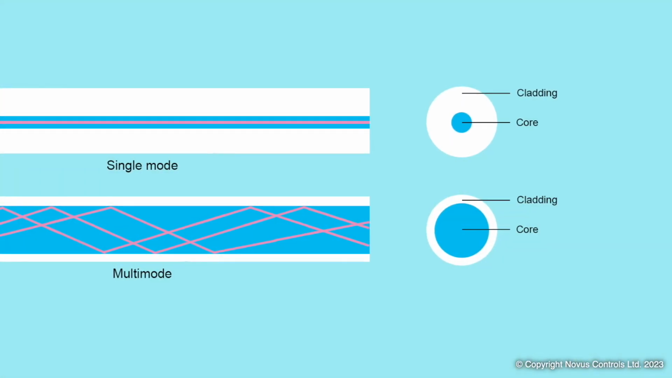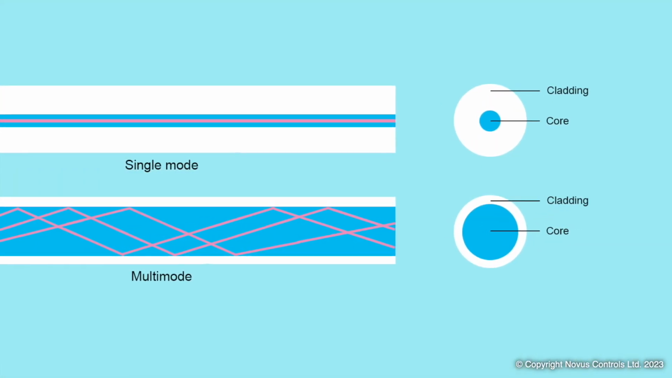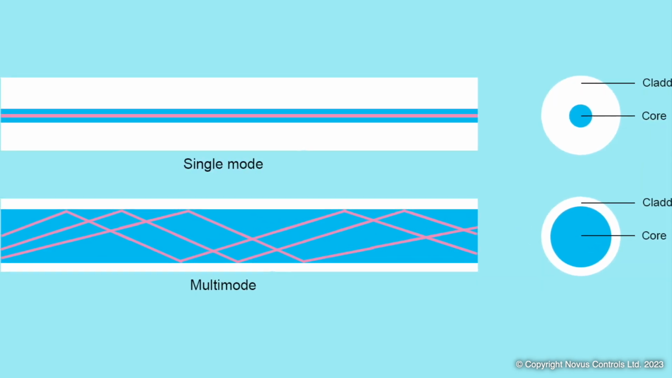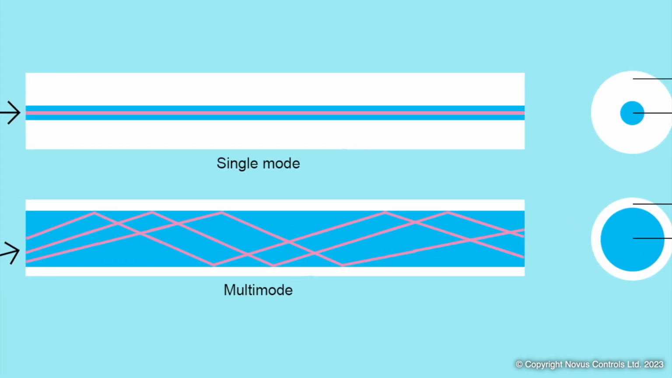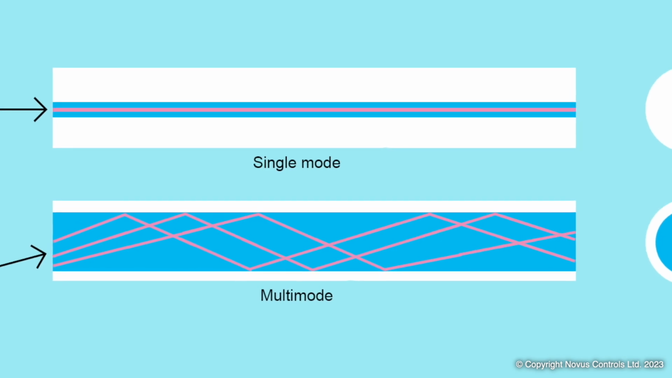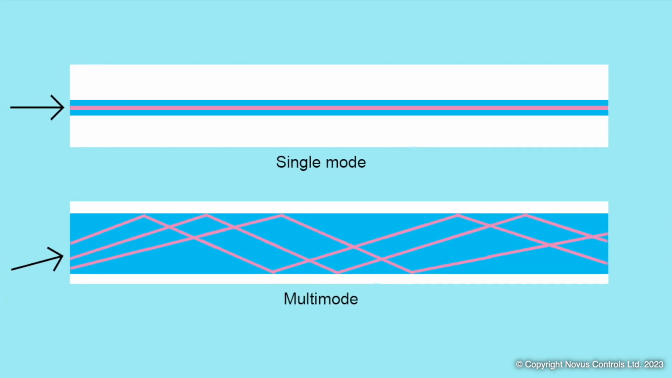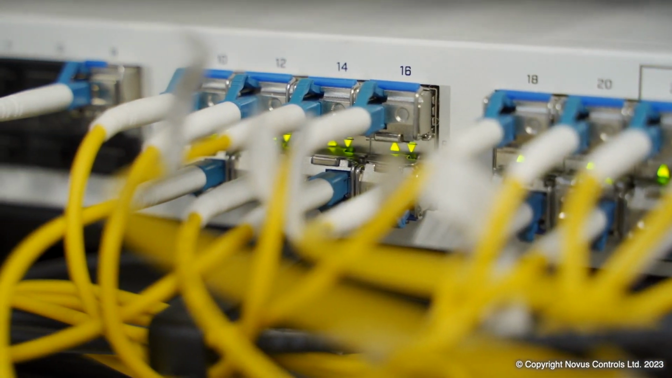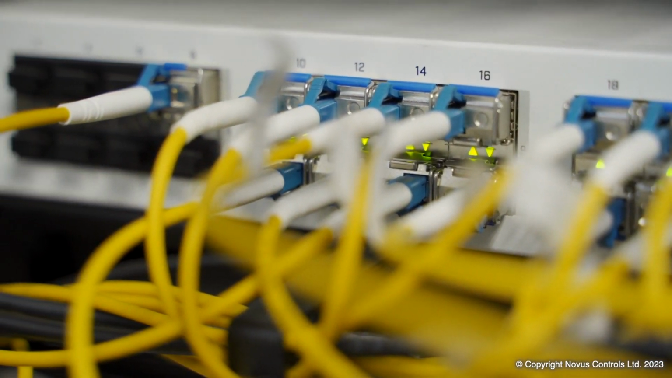Fibre cables are designated as either single-mode or multi-mode fibre. Multi-mode fibre can transmit at high speed over several hundred metres, whereas single-mode fibre is used for longer distances, often several kilometres. There are many benefits to using fibre cable over copper, particularly in larger networks.